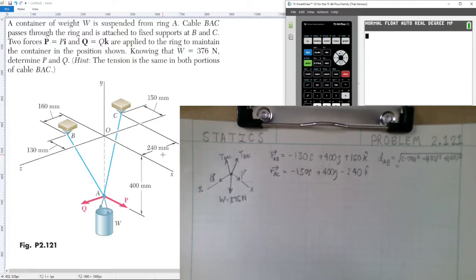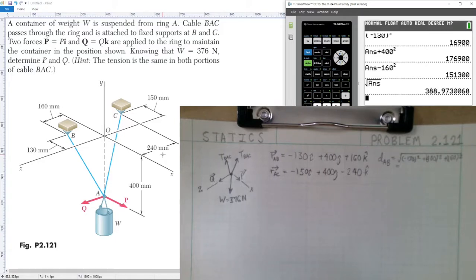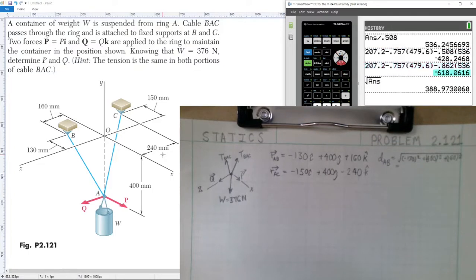Alright, so we have in the calculator negative 130 in parentheses squared plus 400 squared plus 160 squared. We take the square root of this number, and our distance works out, oops, one second, I did a minus sign. So let's start over. Let's type this out all in one line. How about that?